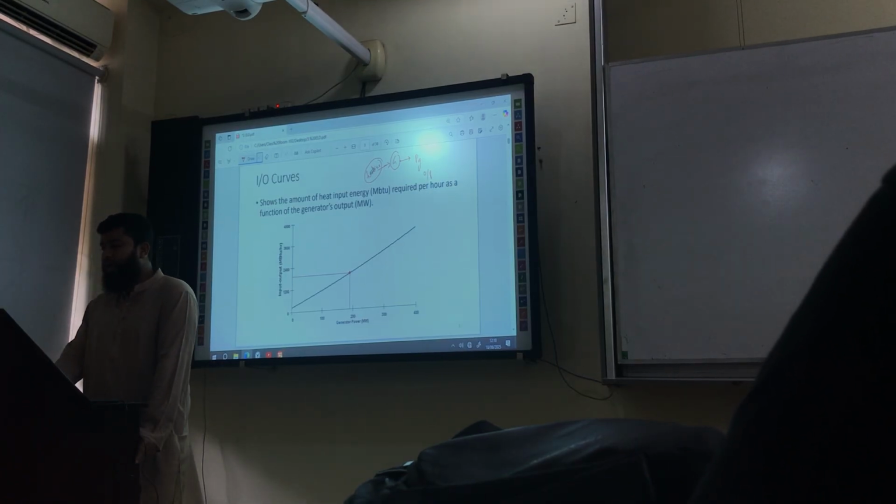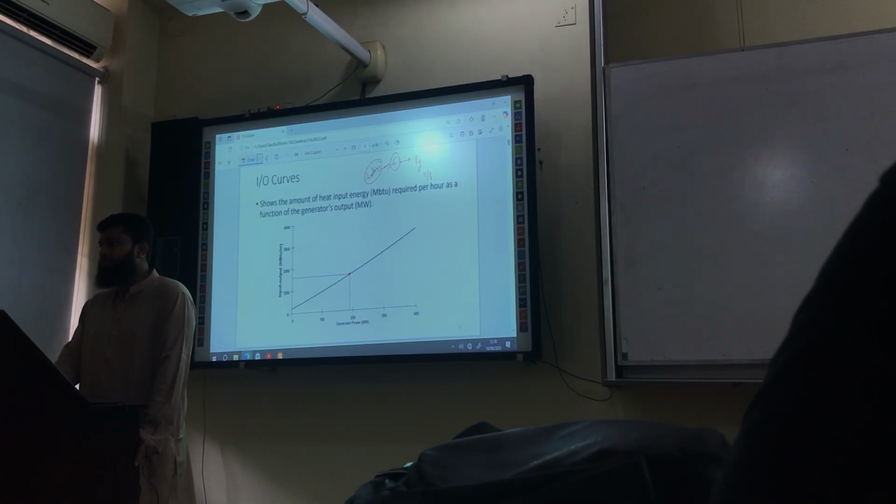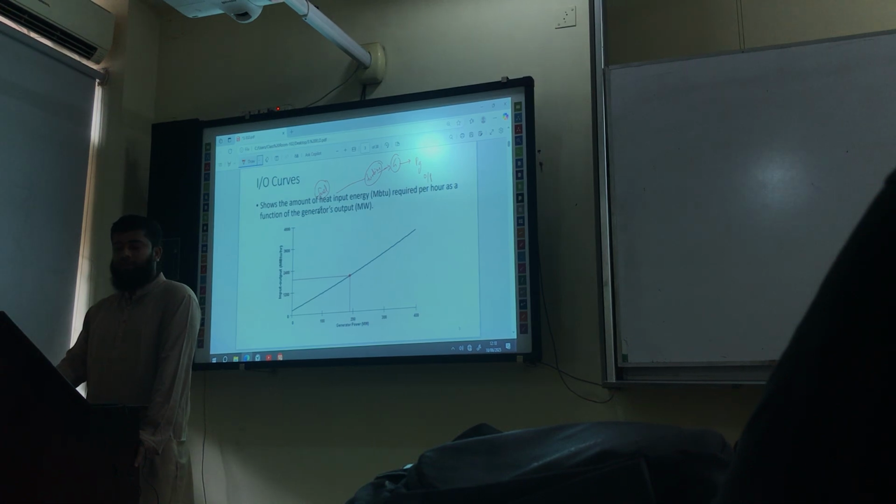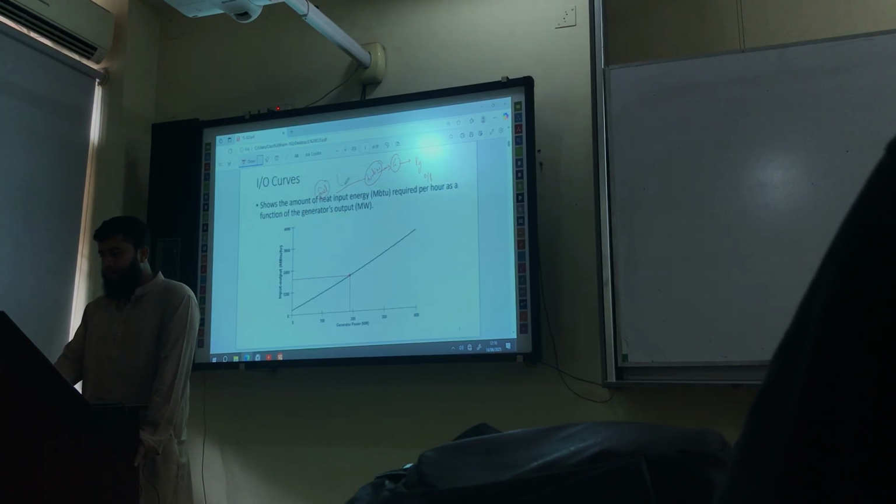Before this turbine, how does the turbine run? We need some fuel. This fuel is our initial point. We need to burn it, and from the burning we get some heat. Then the heat is used to rotate the turbine. Obviously in the intermediate step there is another thing, that is the boiler.